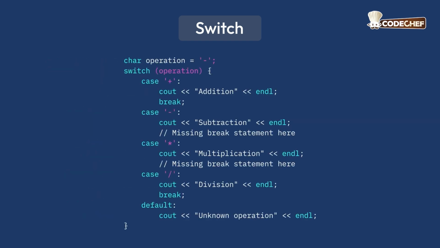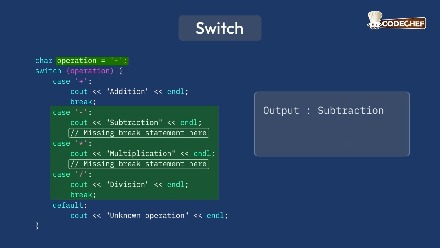In this case, operation is set to minus. The program correctly matches case minus, but notice there is no break statement after subtraction. Without the break, the program continues to execute the following cases, printing multiplication and division. This is called fall-through behavior.